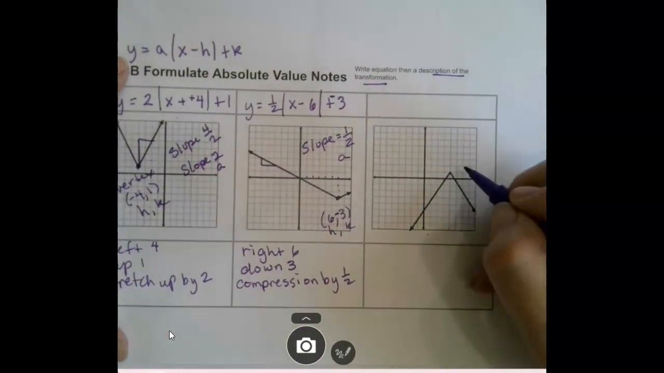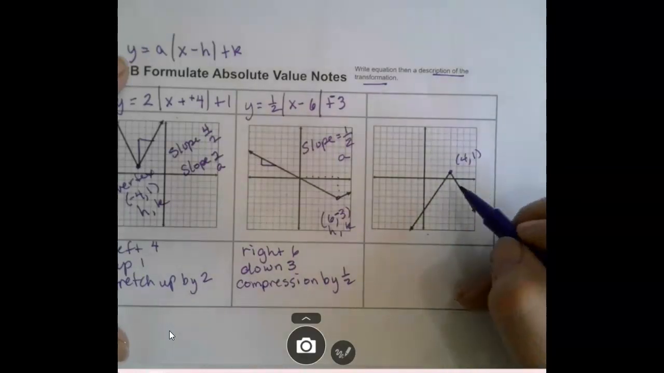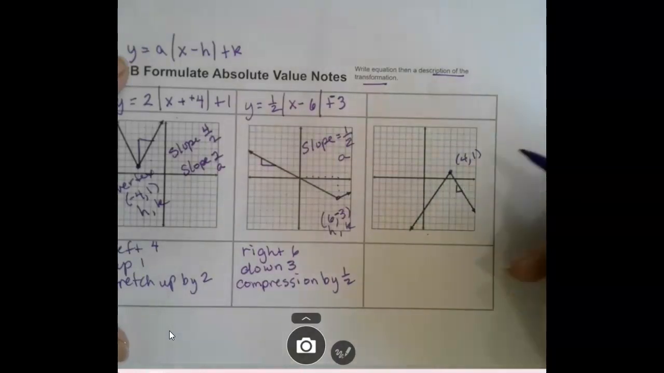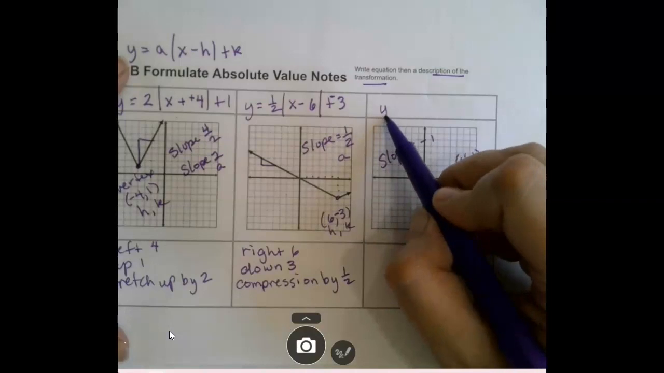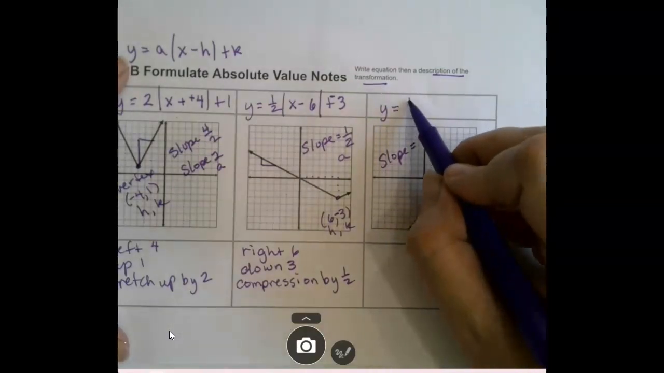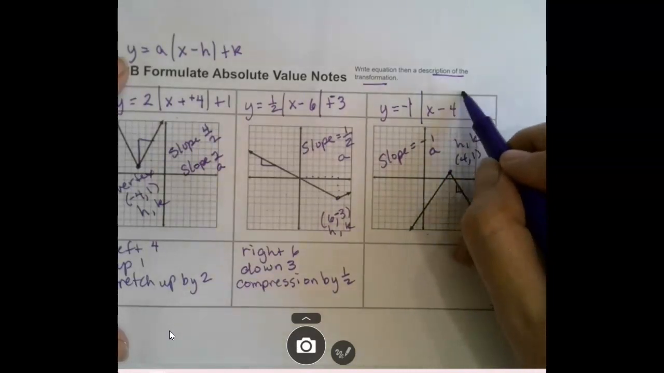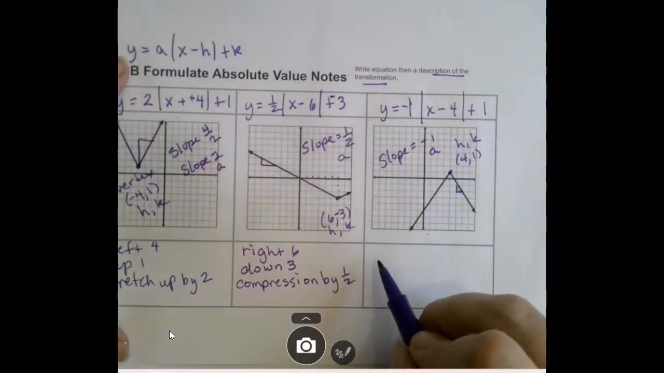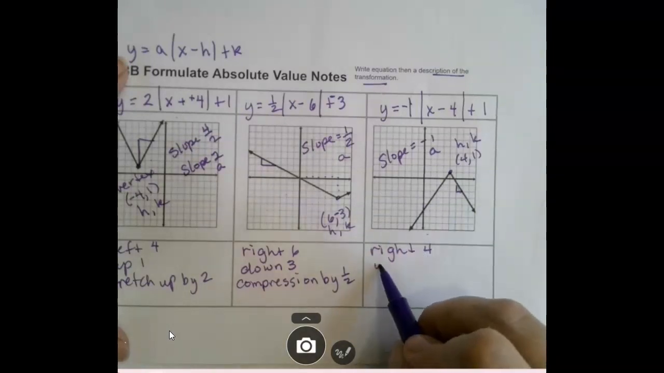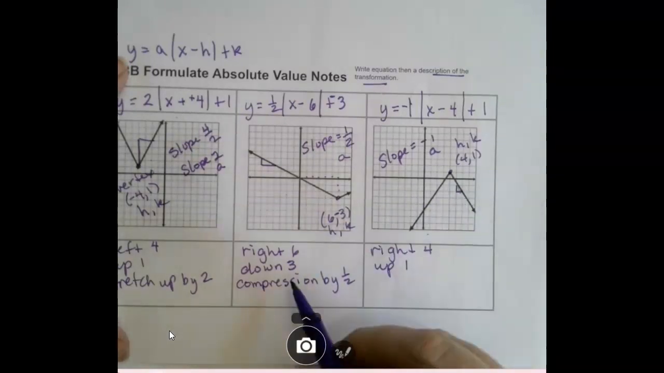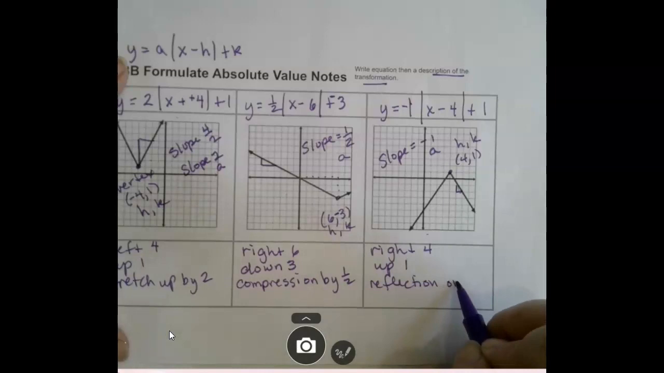All right, and our last one to do here, our vertex is 1, 2, 3, 4, 1. Our slope, let's find a place to look at it. Oop, it's just 1 here. Slope equals -1. Y equals, the slope is my A, -1. Absolute value of x minus h is 4 plus k. And then let's write our things. This is right 4, up 1. And this one, there's no compression or stretch, it's just a reflection over x.